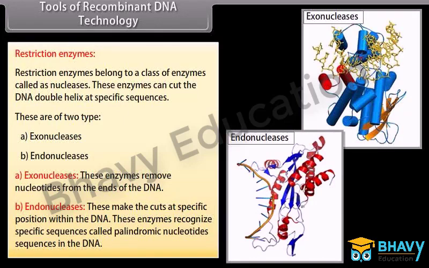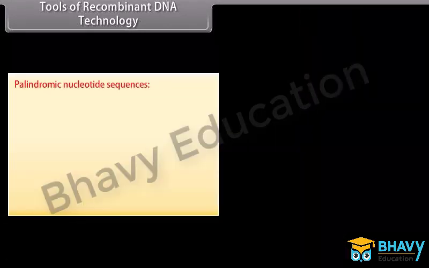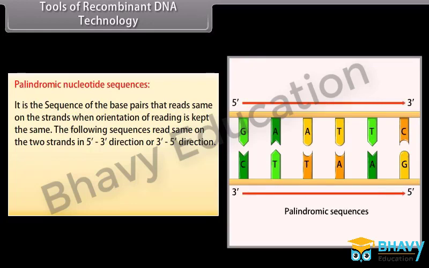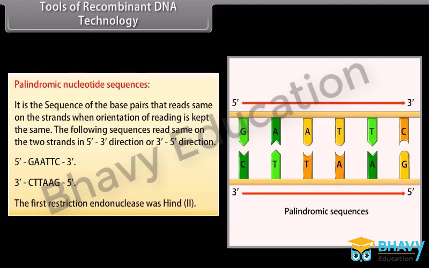These enzymes recognize specific sequences called palindromic nucleotide sequences in the DNA. Palindromic nucleotide sequences. It is the sequence of the base pairs that read the same on the two strands when orientation of reading is kept the same. The following sequences read the same on the two strands in 5' to 3' direction or 3' to 5' direction. 5' GAATTC 3', 3' CTTAAG 5'. The first restriction endonuclease was Hind II.